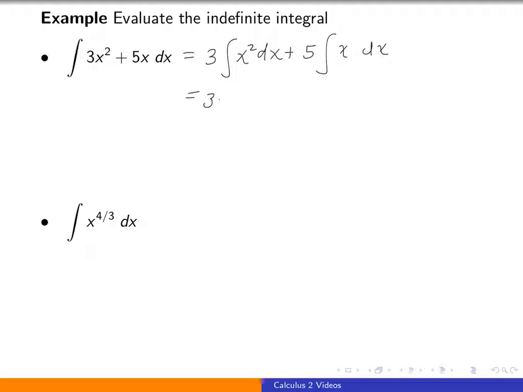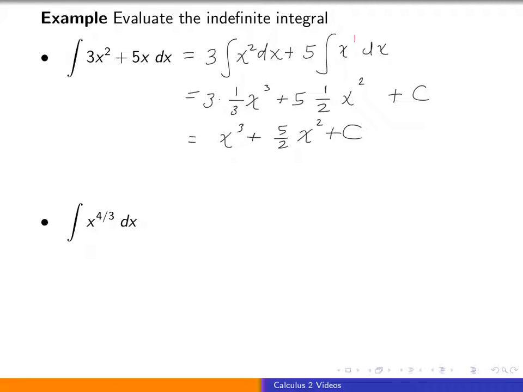So now, taking care of each one of these individually. X squared, the power is 2, 2 plus 1 is 3. So 1/3 x cubed. For x, whether we write it down or not, that power is 1. 1 plus 1 is 2, so the antiderivative is 1/2 x squared, and we need a single plus c here. So simplifying a bit, we have x cubed plus 5/2 x squared plus c.